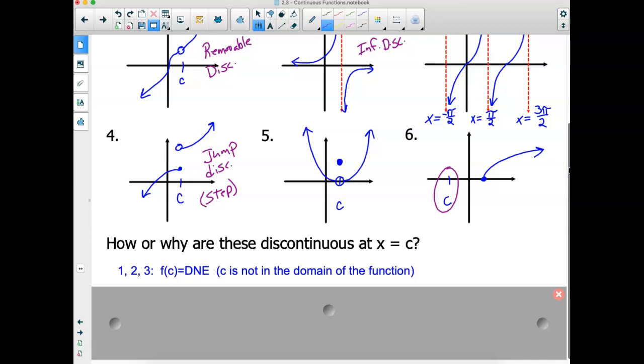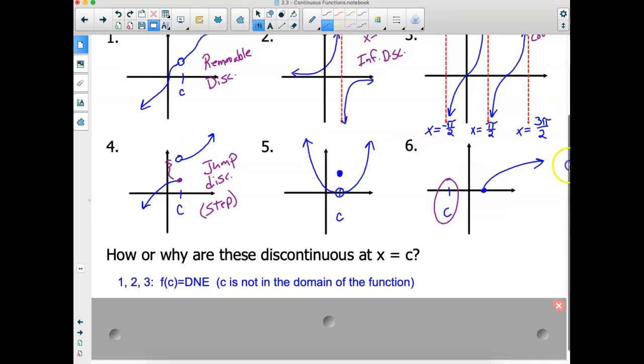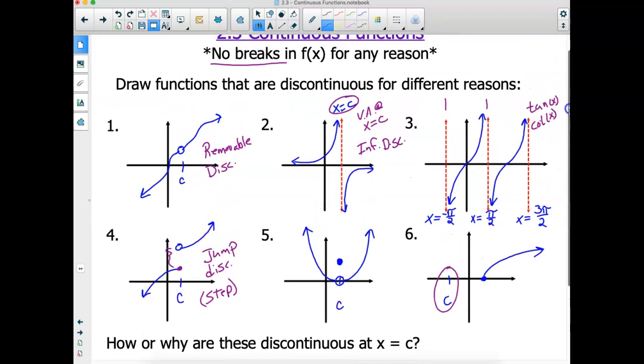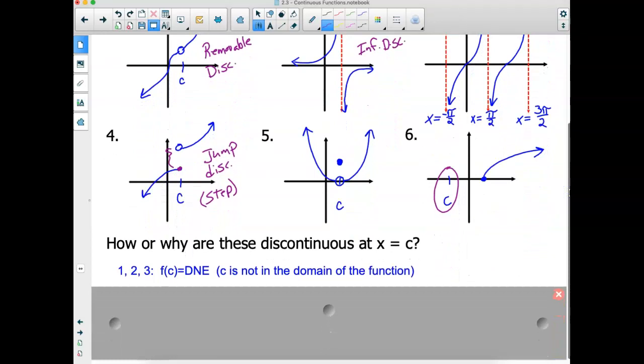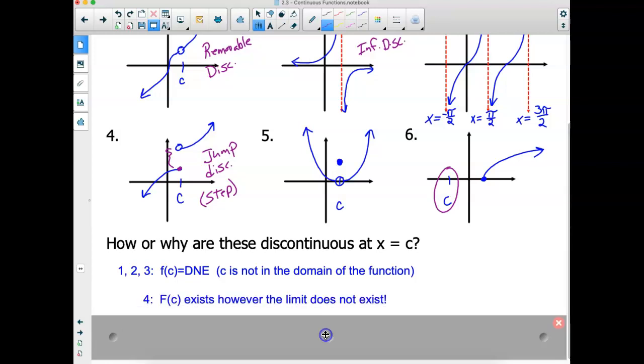Now, number 4 is not continuous for a different reason, because I can see this dot right there, that's a solid dot we have there. f of c does exist, okay? However, you can see there's this big break in the graph right here, okay? And that's really what we're looking for. No breaks, no hops, no jumps in the graph for any reason. And number 4 is discontinuous even though c is in the domain. Okay, number 4, f of c does exist. However, the limit as x approaches c does not exist. So I should throw that in here.